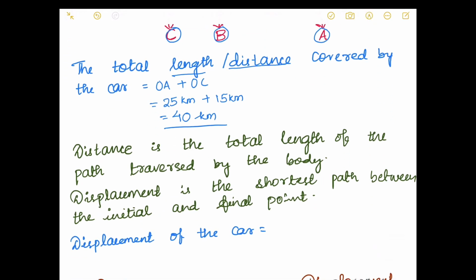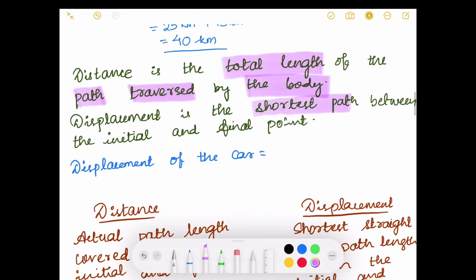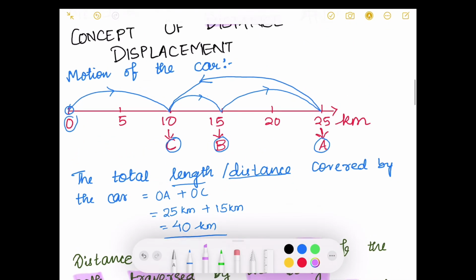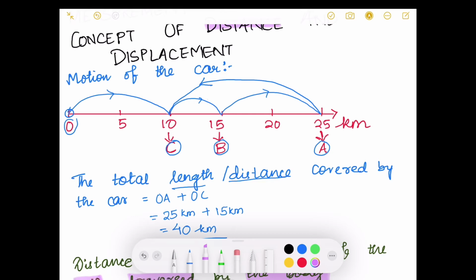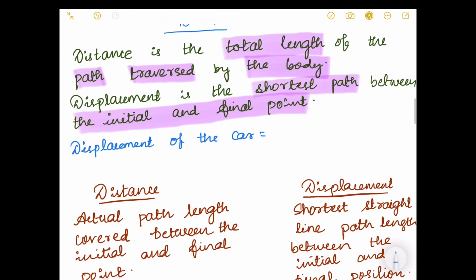Distance refers to the total length of the path traversed by the body, whereas displacement is the shortest path between the initial and final point. Clearly we can see that the body goes from O to A and then comes to C. So the shortest path covered by the body between initial and final position is nothing but the length OC. So the displacement of the car is OC, which is equal to 10 km.